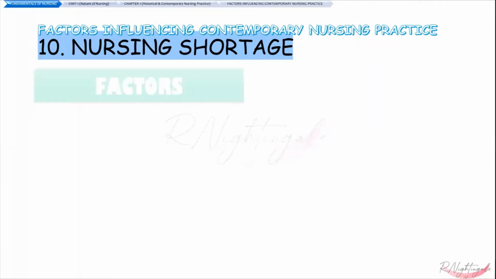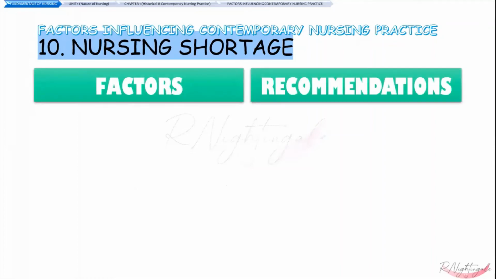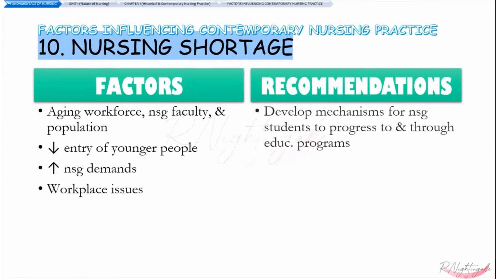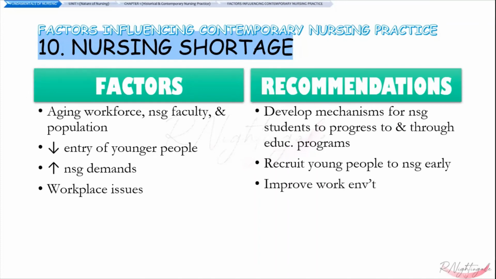Additionally, here are other factors and recommendations regarding nursing shortage. Factors include aging workforce, nursing faculty and population, decrease of entry of younger people in the nursing profession, increased nursing demands, and workplace issues. Here are some recommendations. We must develop mechanisms for nursing students to progress to and through educational programs such as the nurse residency programs. Recruit young people to nursing early. And I think most importantly, improve the work environment and increase the nursing education funding.